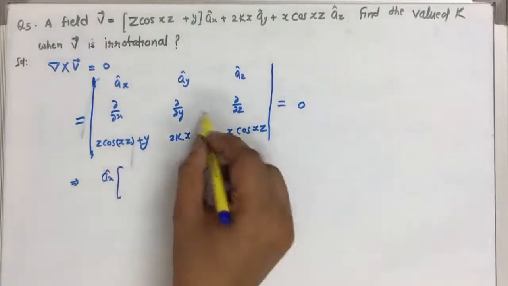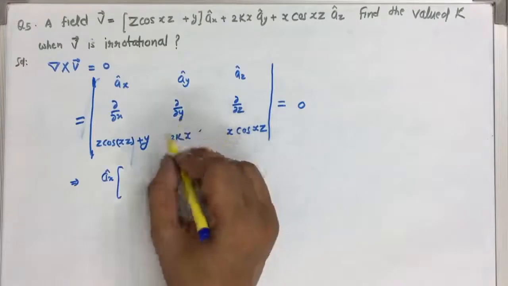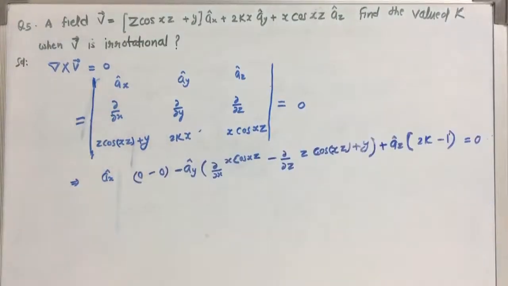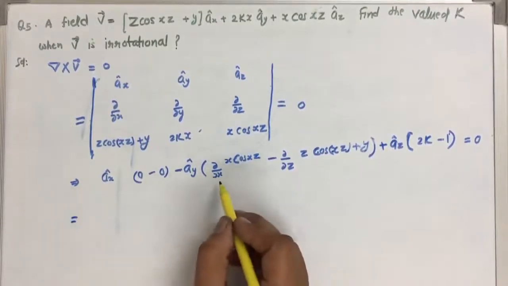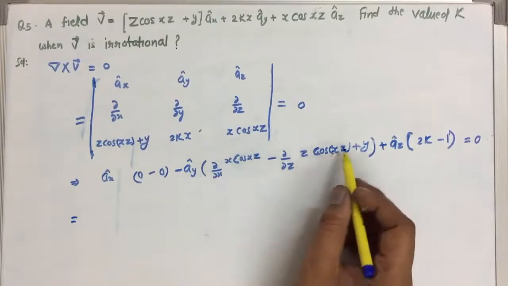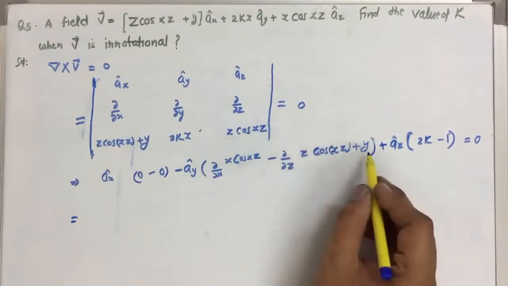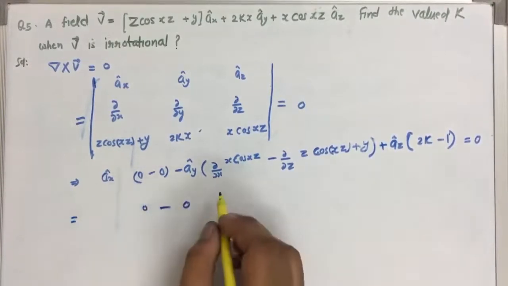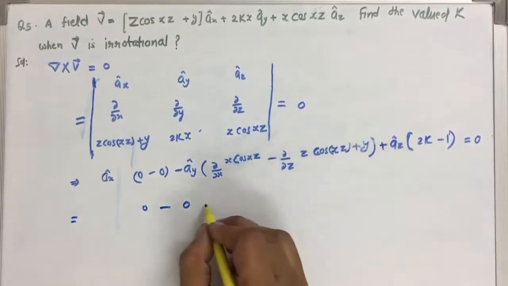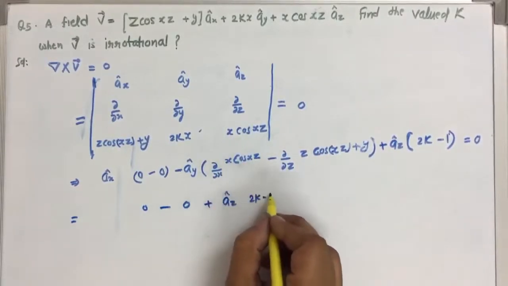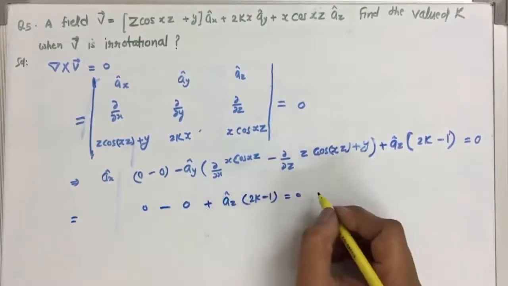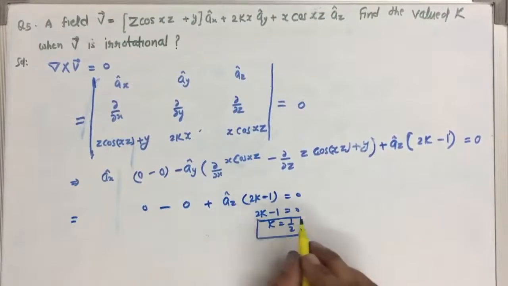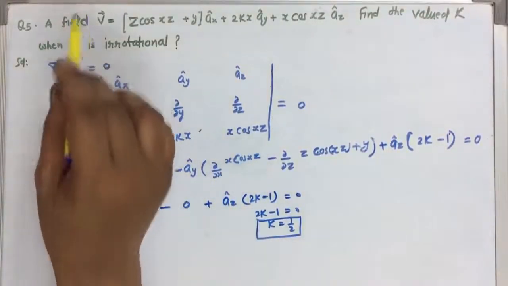ax: the derivative of this with respect to y will give you 0, minus the derivative of this with respect to z will give you 0. Now this is 0, and if you differentiate with respect to x, this with respect to z, both will give you the same result, and the differentiation of this with respect to z will give you 0. So same minus same will give you 0. So 0 minus 0 here, the remaining term will be plus az (2k minus 1), which should be equal to 0. So it is possible only when 2k minus 1 equals 0, and k is equal to half. So the value of k as half makes this vector field irrotational.